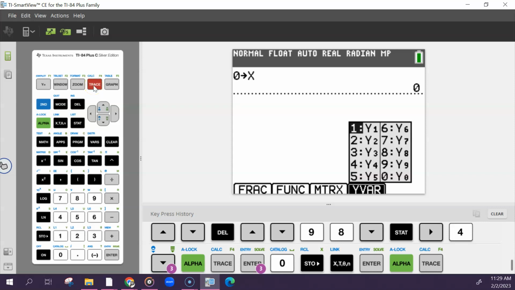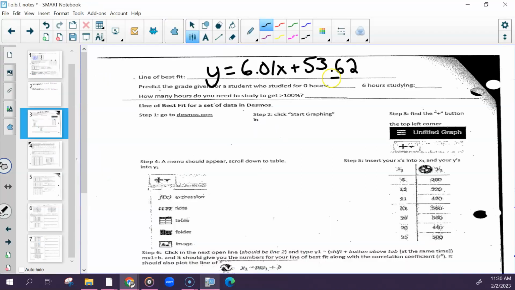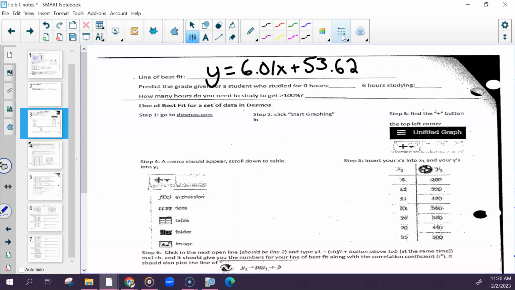Wherever you chose, or whichever one you chose, go back and choose that same one. And then hit enter again. What it did was take that equation with all of the decimals, put 0 in for x, and solve it for us. So our answer would be 53.62. Now, some of these, yes, you could do by hand, but it'll be a lot of you doing it by hand, which is why I'm showing you how to do it in the calculator, how to do it in Desmos.